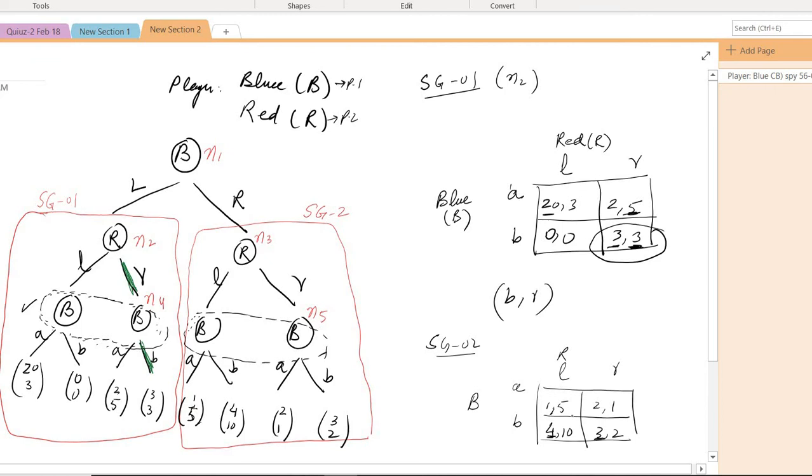Solve the game. Given this 4 is better, given this 3 is better, given this 5 is better. Okay, given B, given L 1 versus 4, given R 2 versus 3, given A 5 versus 1, and given B 10 versus 2, 10 is better. 10 is better. So what is Nash here?